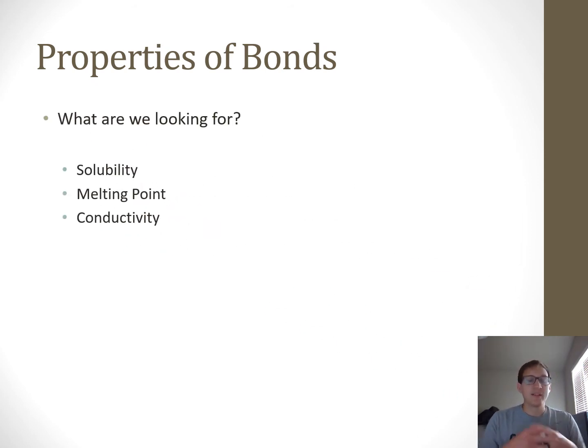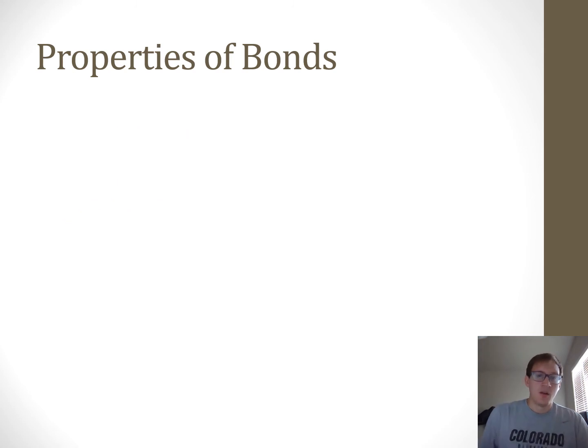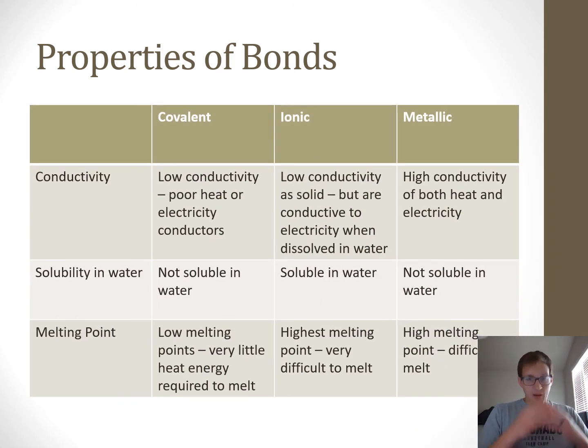So the things that we're looking for in the properties are solubility in water, melting point, and conductivity of both heat and electricity. Those are the three that we're going to talk about, and the three you're going to have to know on the test. All right, so I put it all together in this nice little chart for you to write down and for you to know. So let's go through conductivity first.